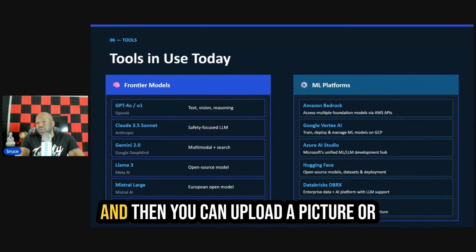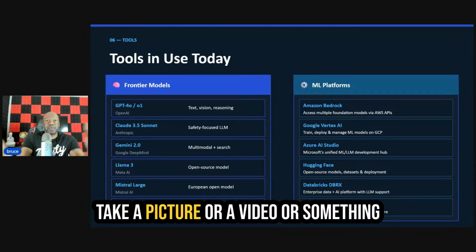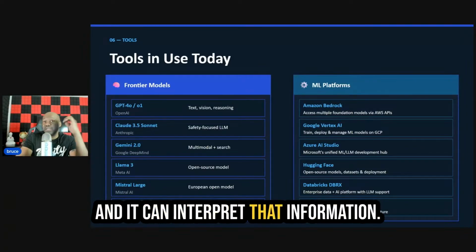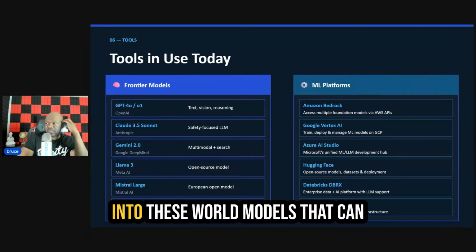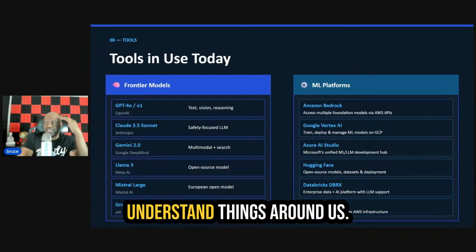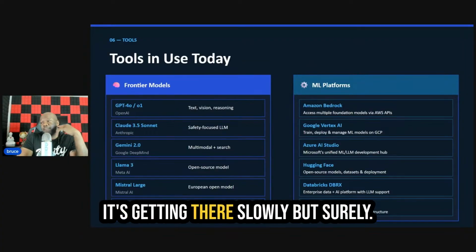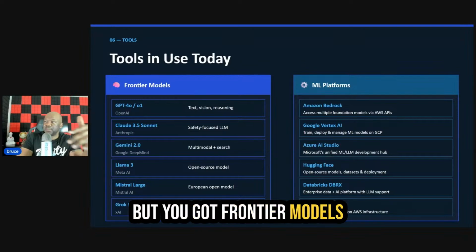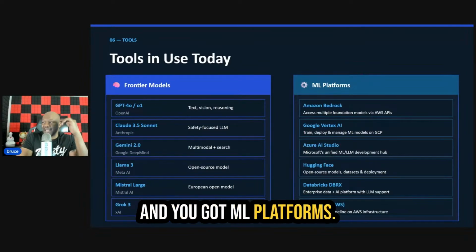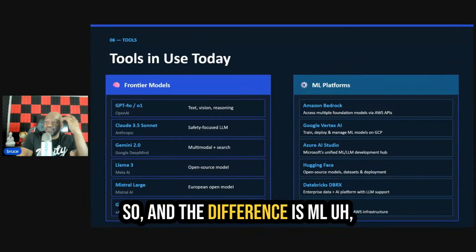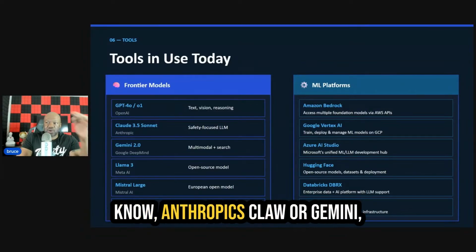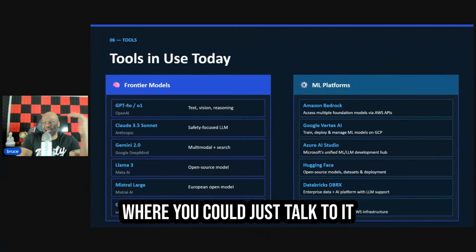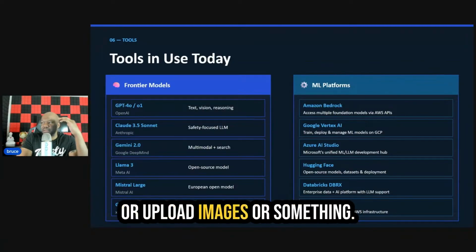speak back to you. And then you can upload a picture or take a picture or a video or something, and it can interpret that information. So they're starting to merge together into these world models that can understand things around us. It's getting there slowly but surely. But you got frontier models, and you got ML platforms. And the difference is frontier models are Anthropic's Claude or Gemini, where you can just talk to it or upload images or something.